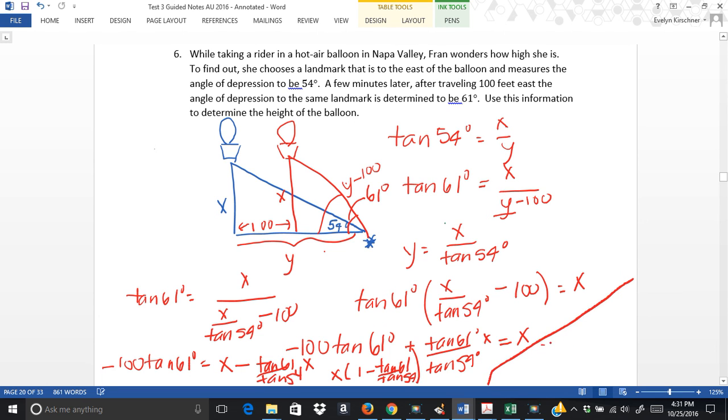Now I have negative 100 times the tangent of 61 degrees divided by 1 minus the tangent of 61 over the tangent of 54. And that will give me x, and all of that equals 580.61.